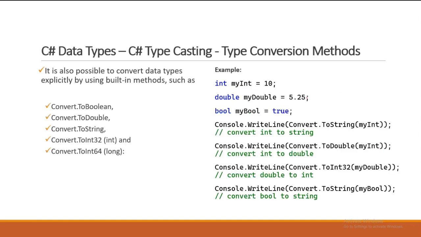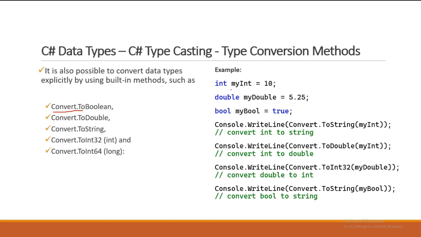Another way is to use the Convert method. We can convert to boolean, to double, to string, to int, or any other types. But the important thing is that the value has to be convertible. If we try to convert a value that is not convertible, then we are going to get an error.